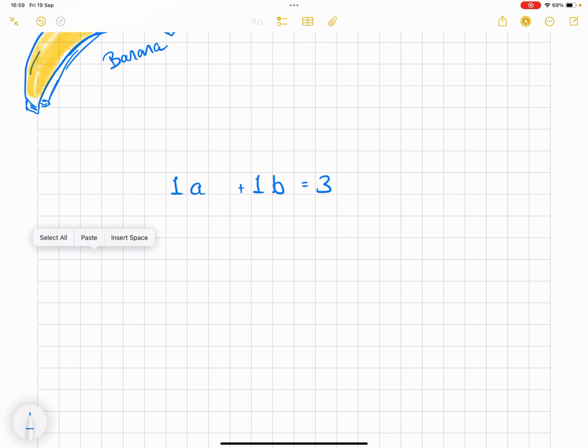Okay, so we're trying to figure that out. And to be honest, we can't. Maths doesn't allow us to solve if there's two different variables. So we need more information, basically.